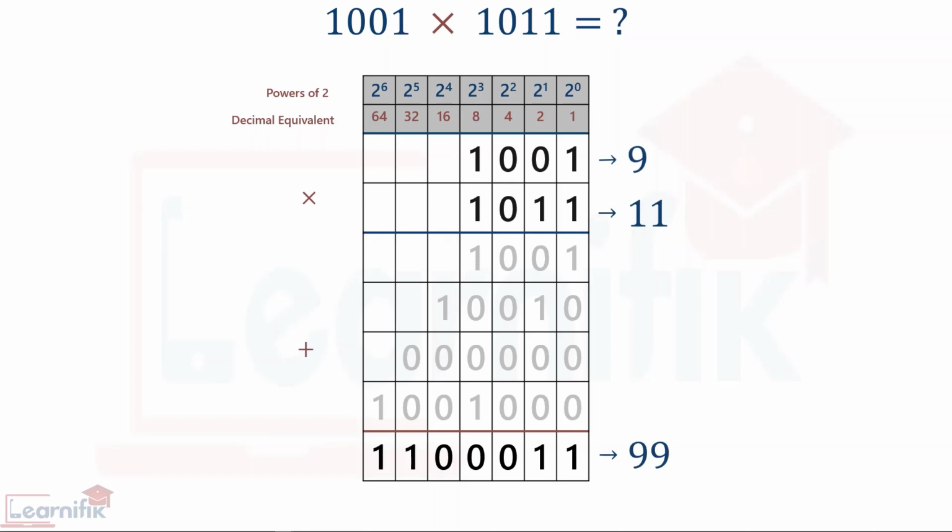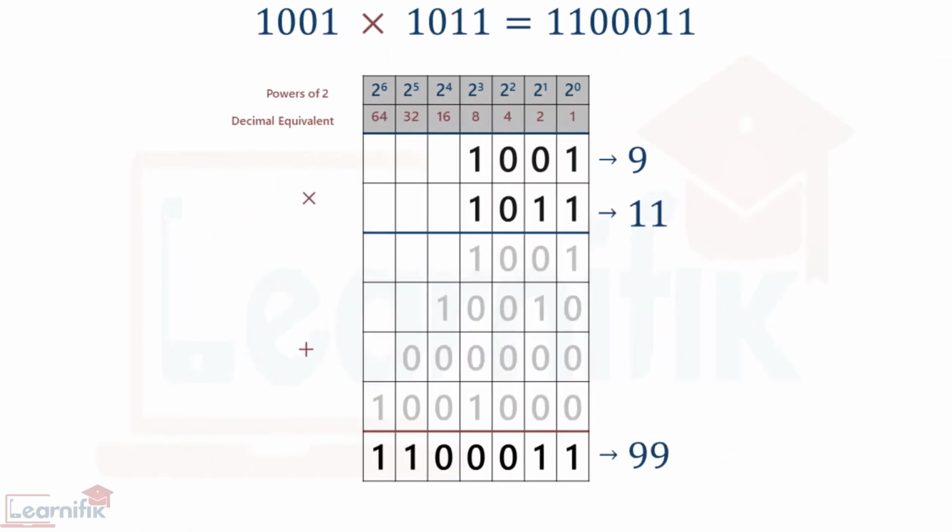Let's check the decimal equivalent of these numbers we multiplied to see if it gives us the same result as our binary multiplication. The decimal equivalent of 1001 is 9. The decimal equivalent of 1011 is 11. The decimal equivalent of our answer is 99. So our answer is correct because 9 multiplied by 11 gives 99.